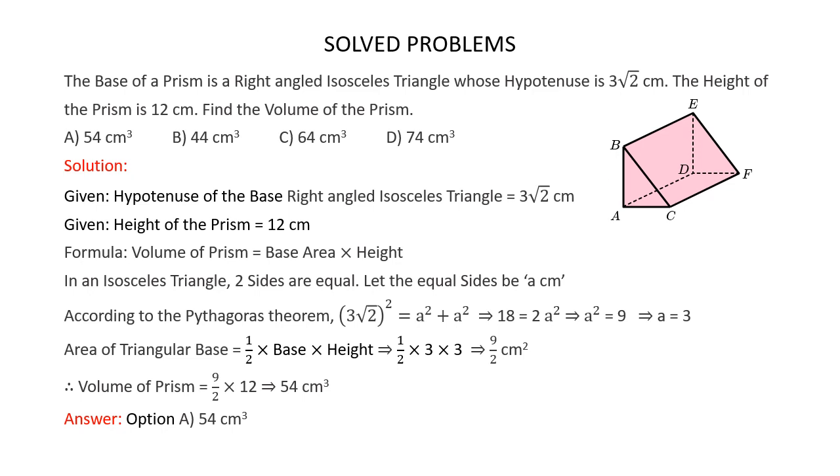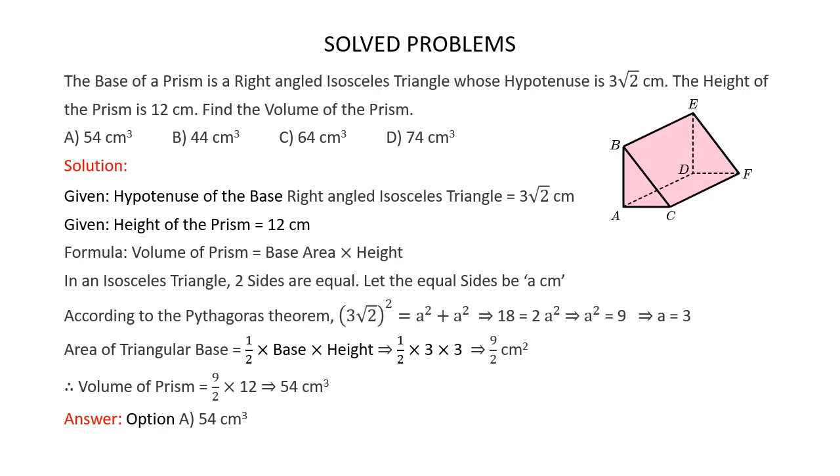So according to the Pythagoras theorem, (3 root 2) squared is equal to a squared plus a squared. On solving this, we get a is equal to 3. So in this right-angled isosceles triangle, AC is equal to a. This is the base and a is equal to 3. So the base is equal to 3 centimeters.